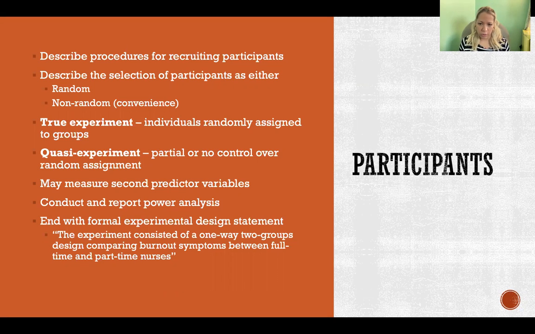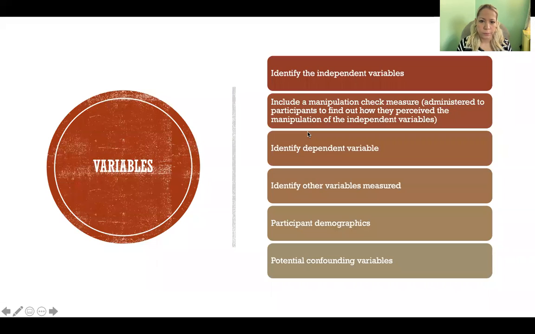So when you're writing about your participants and how you plan to recruit and so on, you'll want to end that section with some kind of statement about the design, including how you're recruiting your participants. So it could be something along the lines of the experiment consisted or will consist of a one-way, two groups design comparing burnout symptoms between full-time and part-time nurses. So there you're delineating who your participants are. So in this case, it'd be full-time and part-time nurses, and you're indicating the type of study design.